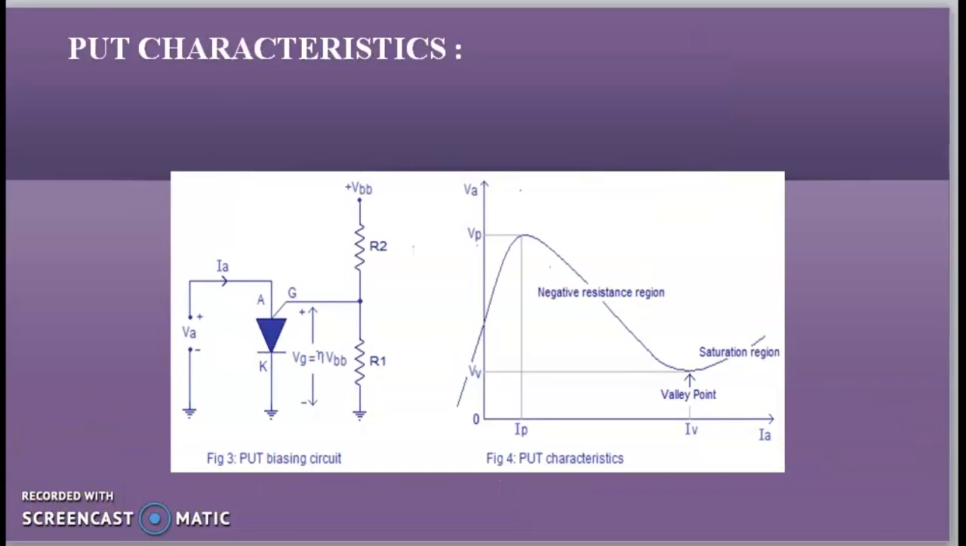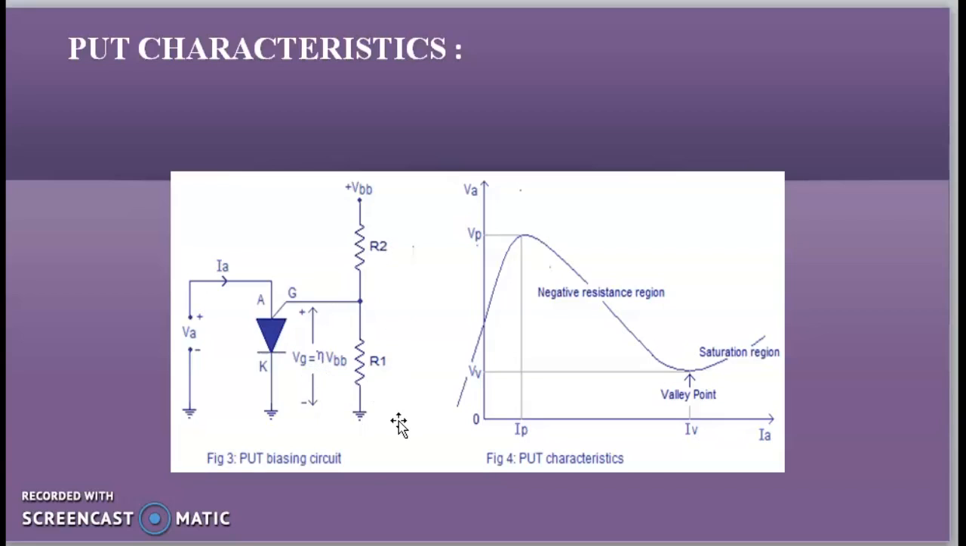Now, characteristics of PUT. Here you can see the resistance R1 for base 1 and resistance R2 for base 2. So the intrinsic standoff ratio eta, here you can see, is the ratio of R1 upon R1 plus R2.